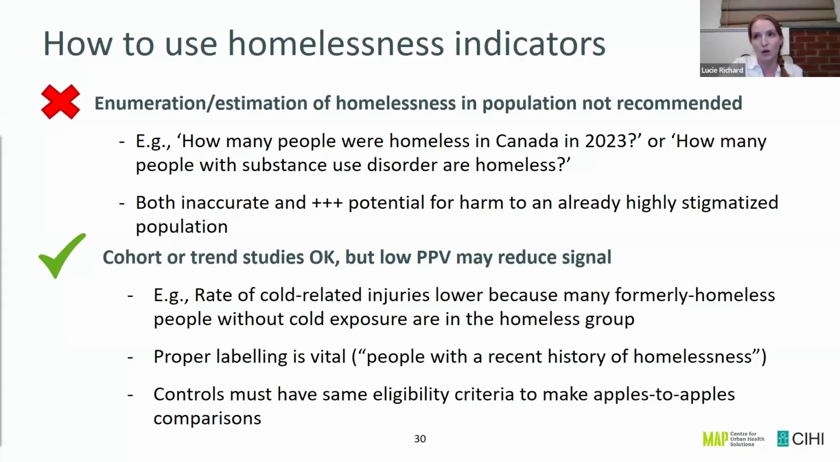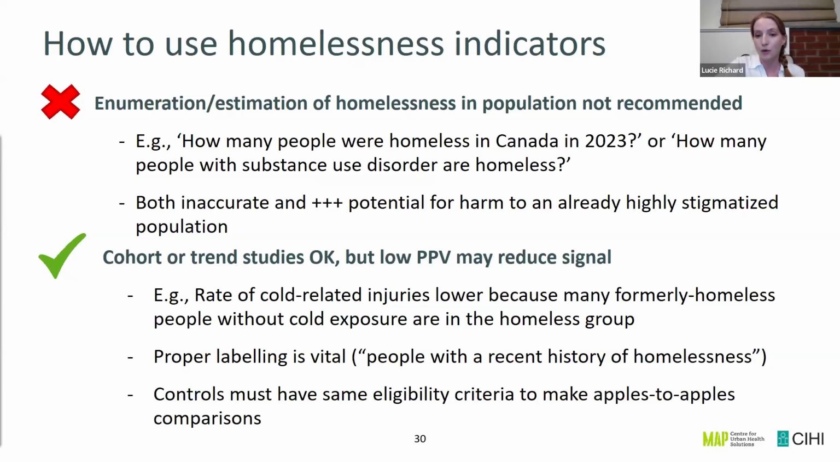So if you do plan to do a cohort or a trend study, it's important to keep that in mind, but it's also important to do a couple of other things. Number one, you want to label your group correctly. These are not people experiencing homelessness. They're a blend of people experiencing homelessness and people with a history of homelessness. In past papers, we've labeled it as people with a recent history of homelessness or something like that. If you want to be super pedantic, you can also say patients with a recent history of homelessness to really clarify that the folks you're identifying are those who use hospital-based healthcare.